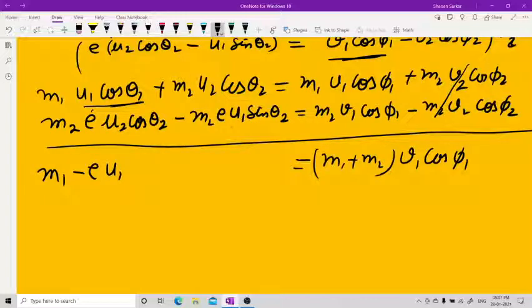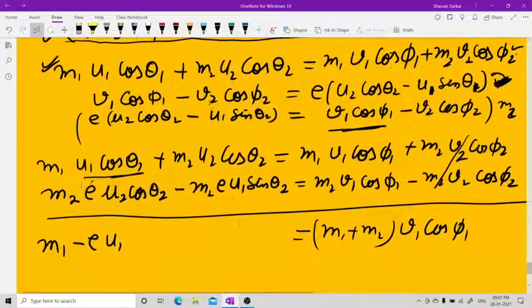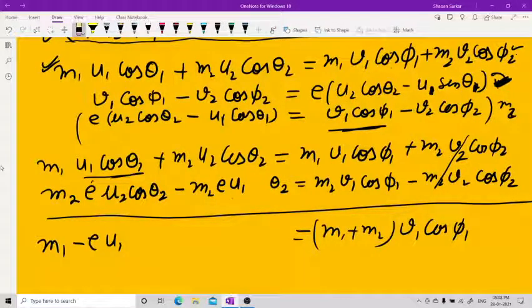No, I made a mistake. It is to be cos theta, not sine theta. Here I made a mistake while writing. Sorry. So this has become cos theta 1. So this will be cos theta. We have this cos theta 1.